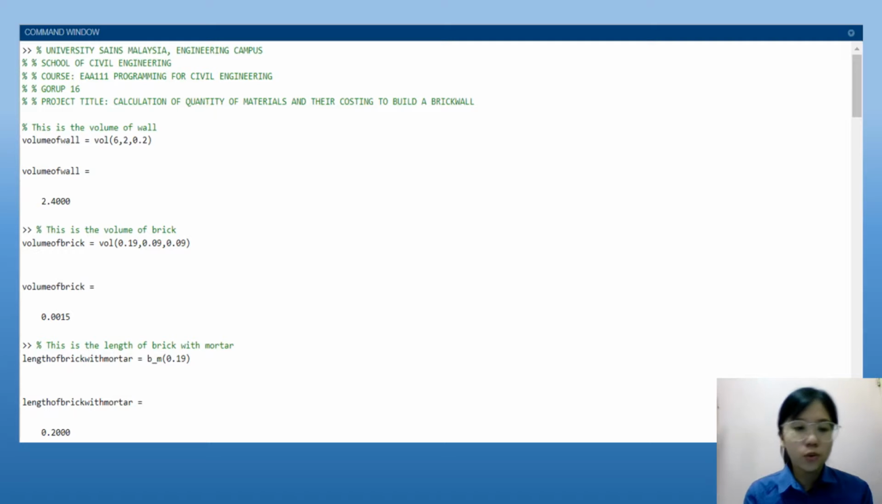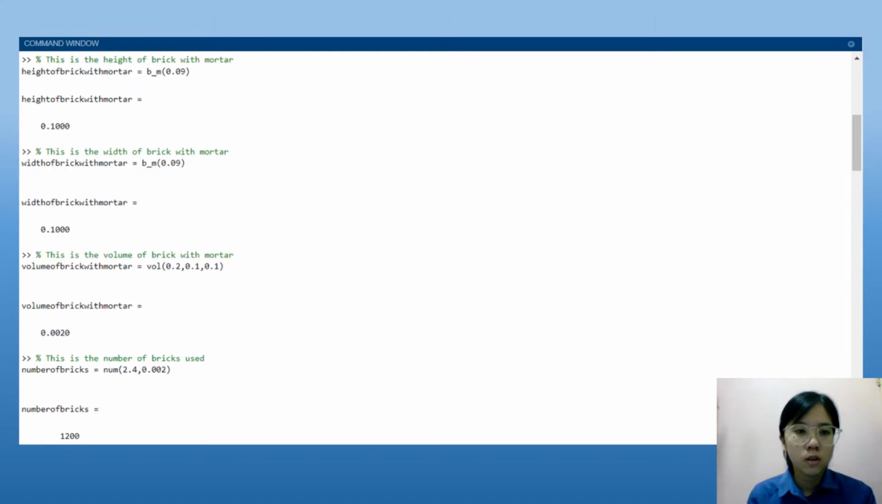Firstly, we will need to calculate the volume of the wall and the volume of the brick by using the function that we have prepared. And then we will need to calculate the dimension of the brick with mortar, which is the length of brick with mortar, the height of brick with mortar, and the width of brick with mortar. After calculating all the dimensions, we will need to calculate the volume of the brick with mortar.